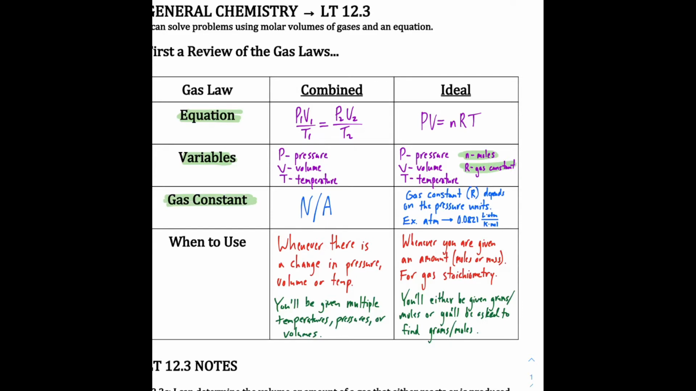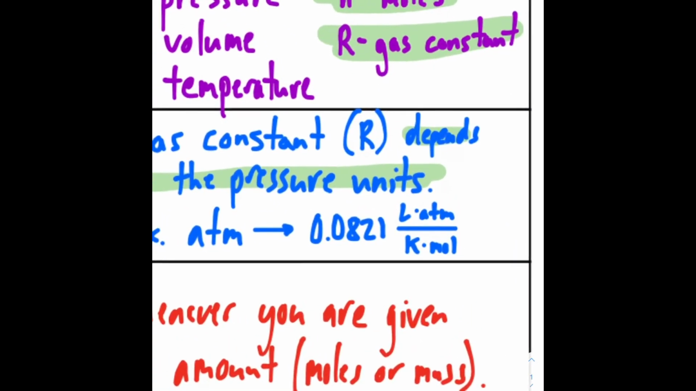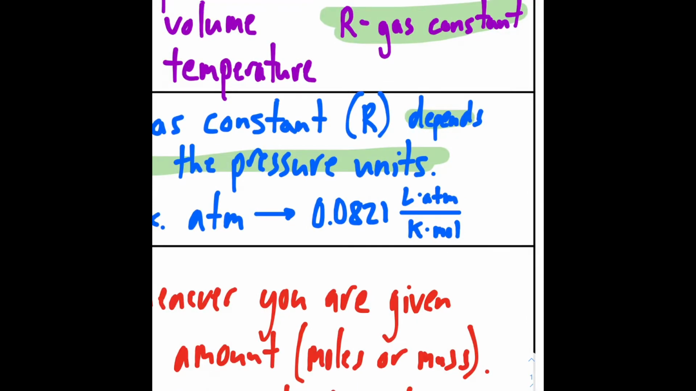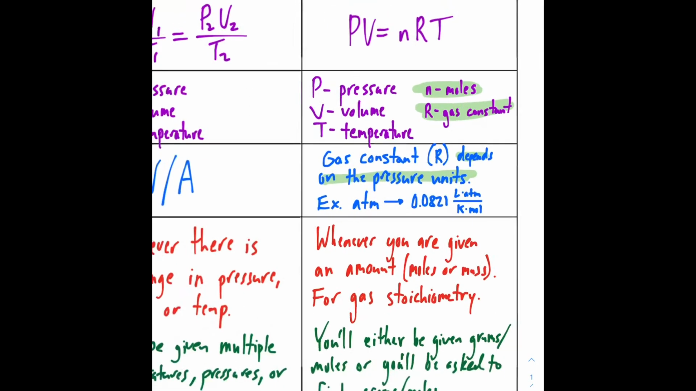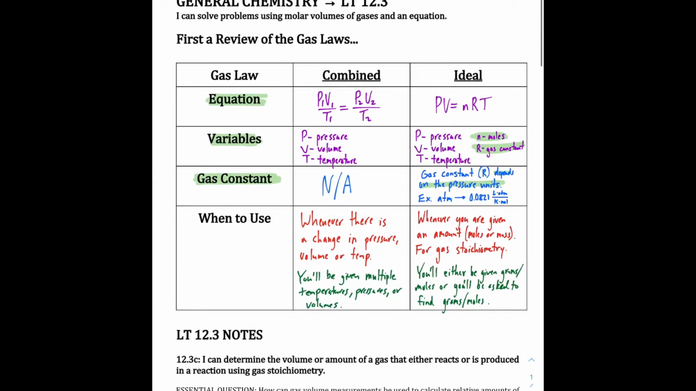the other thing that is different about the two is that combined gas law does not have a gas constant in it, but ideal gas law does. And that gas constant, the one that we use, depends on the pressure units. For instance, if we have atmospheres for our pressure units, then the gas constant that we use is 0.0821 liter atmosphere per Kelvin mole. And if you're wondering, how do I know which one to use? We did copy down which gas constant goes with which pressure unit in our 12.2 notes.